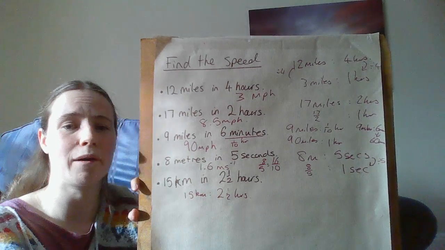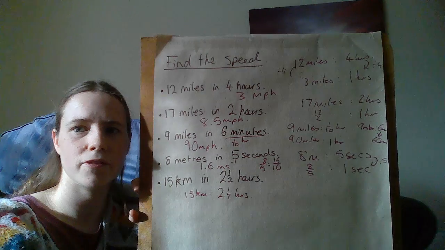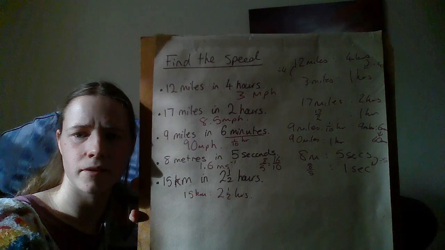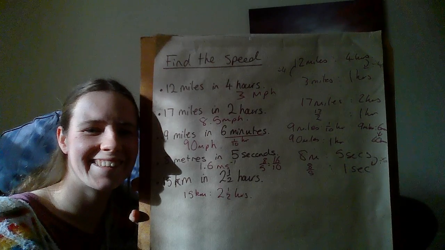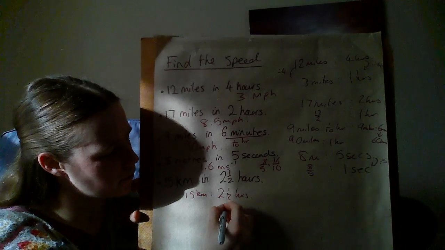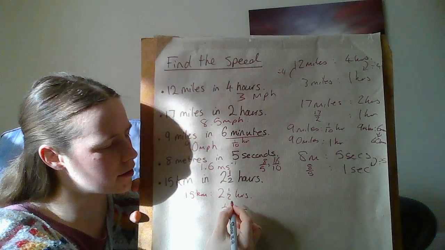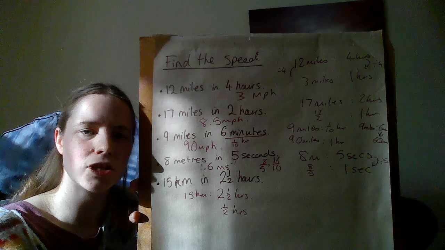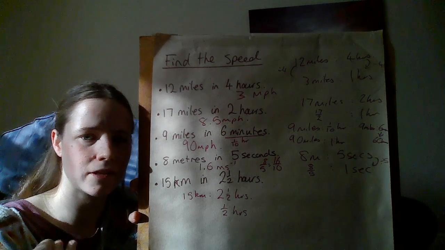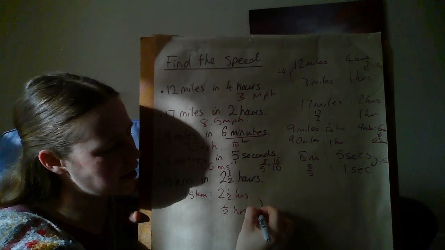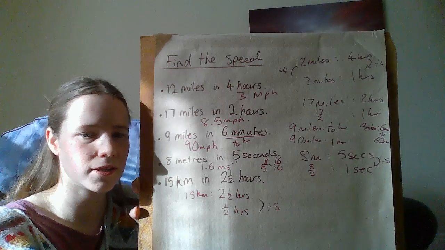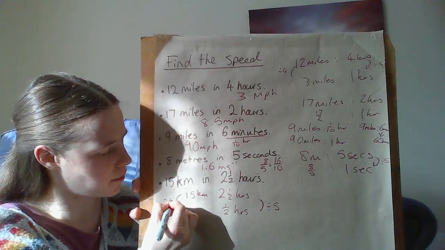Okay, next one, 15 kilometers in 2.5 hours. Now, I've got to get down to 1 hour, but I think first of all I'm going to go down to half an hour and then I can go up. So I'm going to think about how many half hours are in 2.5 hours. So each hour has 2 half hours. So 2 hours is going to have 4 half hours plus the extra half hour. It's actually 5. 5 halves gets you 2.5. So I'm dividing this side by 5, dividing this side by 5 as well.